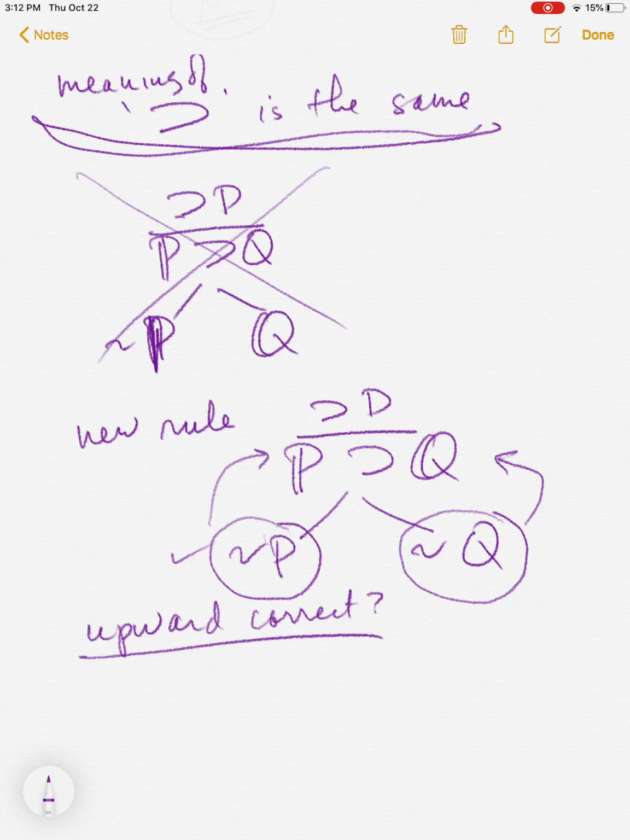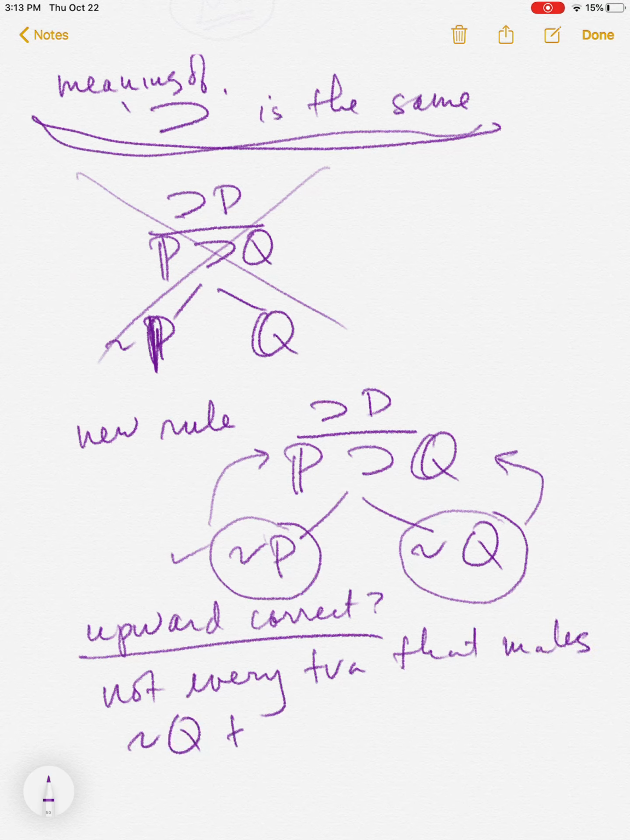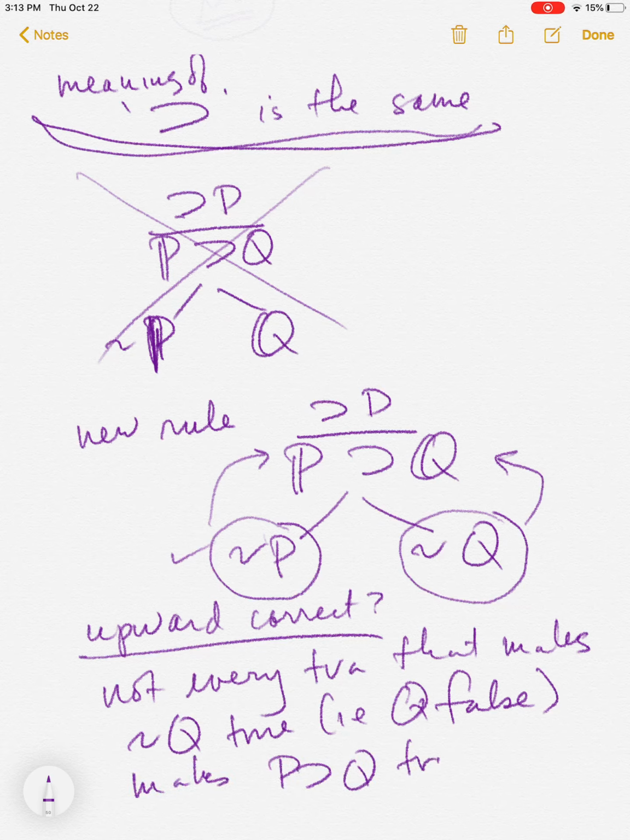But it's not the case that every truth value assignment that makes not Q true, in other words, Q false, makes P horseshoe Q true. In other words, you could have a truth value assignment that makes Q false and it makes P true, and P horseshoe Q would be false. Okay? So the answer is no, it's not upward correct.